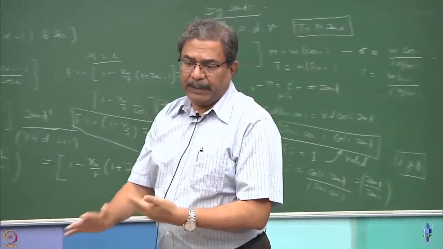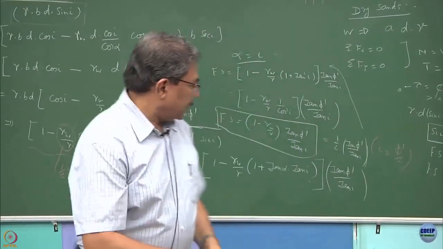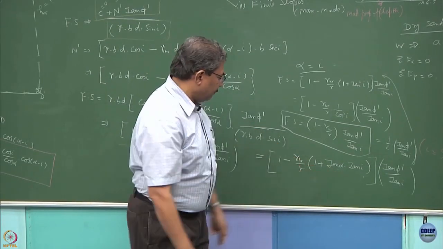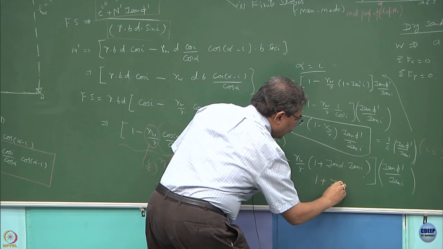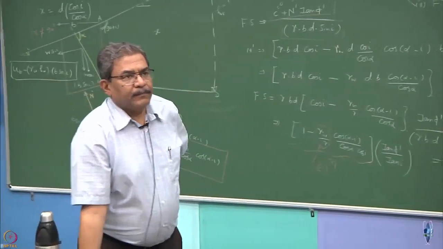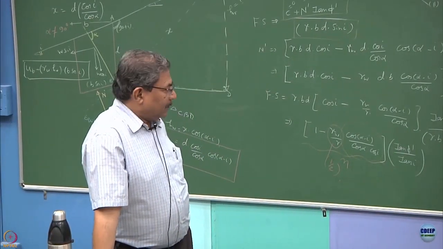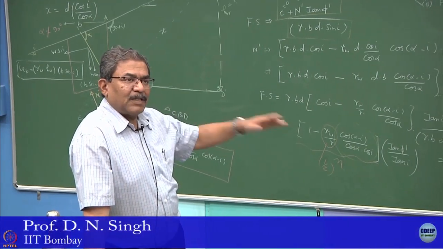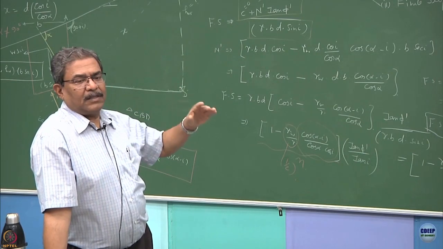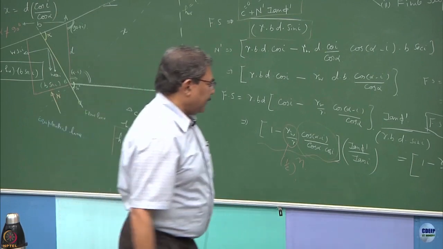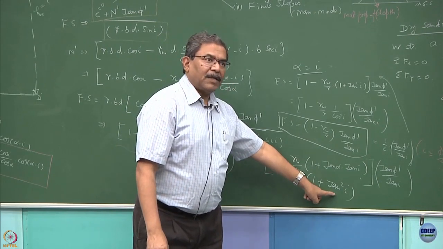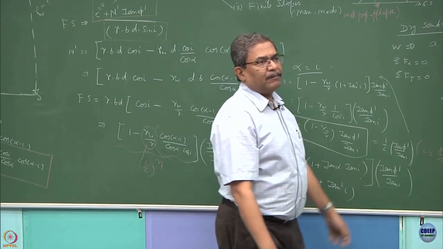One of the expressions could be, here I can get rid of tan alpha and I can make it 1 plus tan square I also. Which is more advantageous for us, because I is the inclination of the slope with respect to horizontal. So, factor of safety is 1 minus gamma w over gamma, 1 plus tan square I multiplied by tan phi prime over tan I.